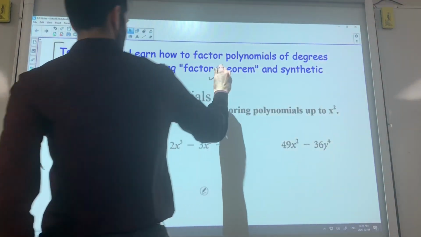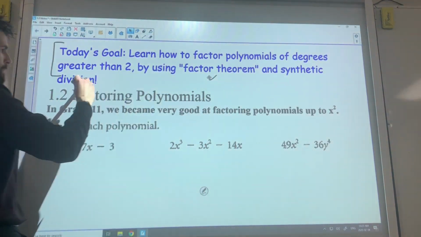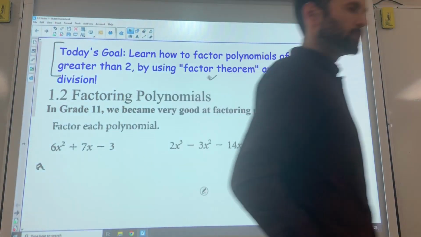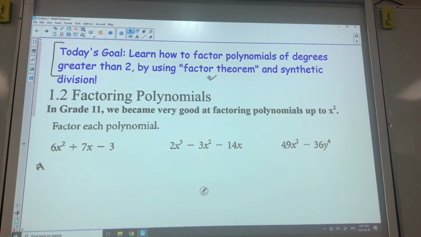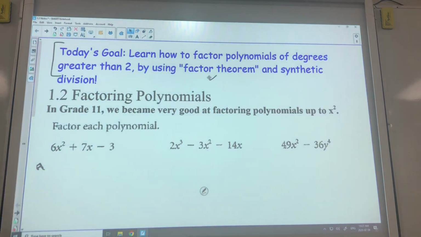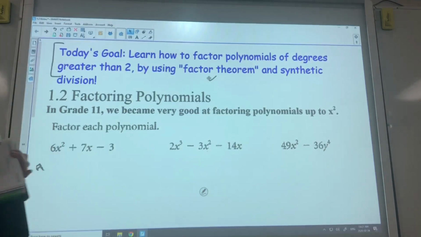So this will be really important. What's the factor theorem? Making sure you know how to use synthetic division. After this, you guys will be so powerful. You'll be able to do so much. I can tell you're excited. And yeah, this is something that over and over again is going to come up all throughout the course. So we'll hopefully get really good at it.